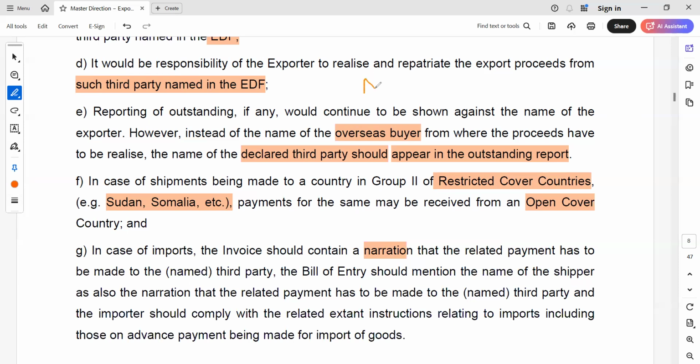Suppose the shipping bill is there, so your company is making export to A, but payment will come from B. So A and B both names should be mentioned. One will be buyer, one will be consignee, or the third party, it can be mentioned as the third party also. So that name should be mentioned on the EDF, export declaration form, that is the shipping bill. Whatever the shipping bill is, this thing should be mentioned, the names of the different parties which are involved.